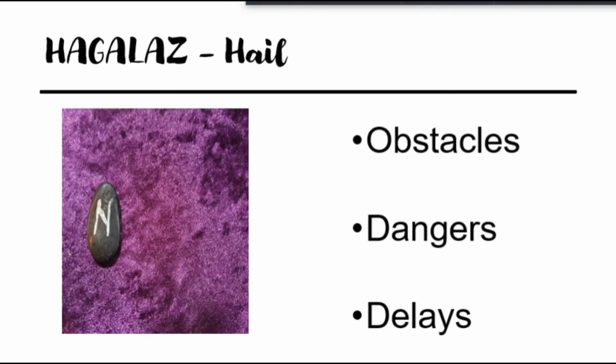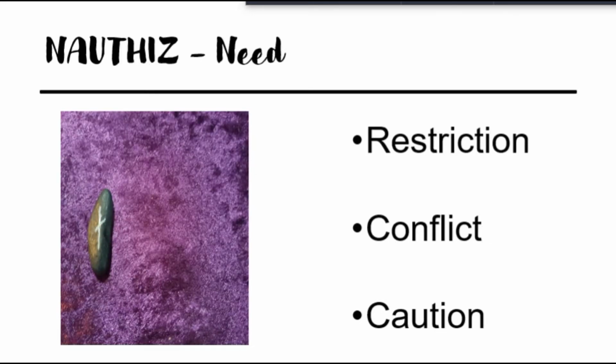Next up is Hagalaz, which is hail. So think of hail being hard, it's an obstacle. It can also symbolize danger, delays. Often the delays are, because it's to do with hail and weather, outside our control. Nauthiz, or Ned, the word actually means need. So think of being needy or having a need for something. It's a restriction. It can also symbolize conflict and also being cautious. So it's a warning rune, and often it's a rune that a lot of people don't like to get when it comes up in a reading.